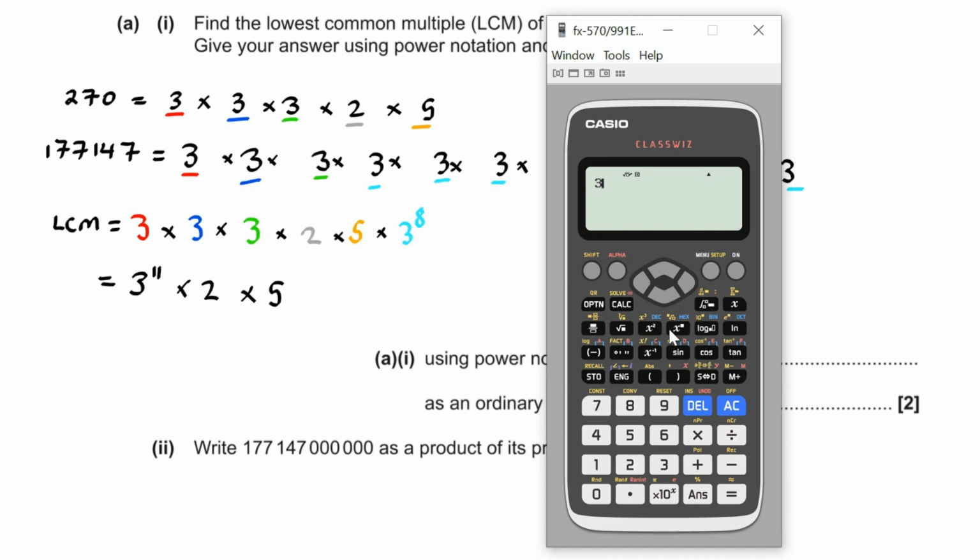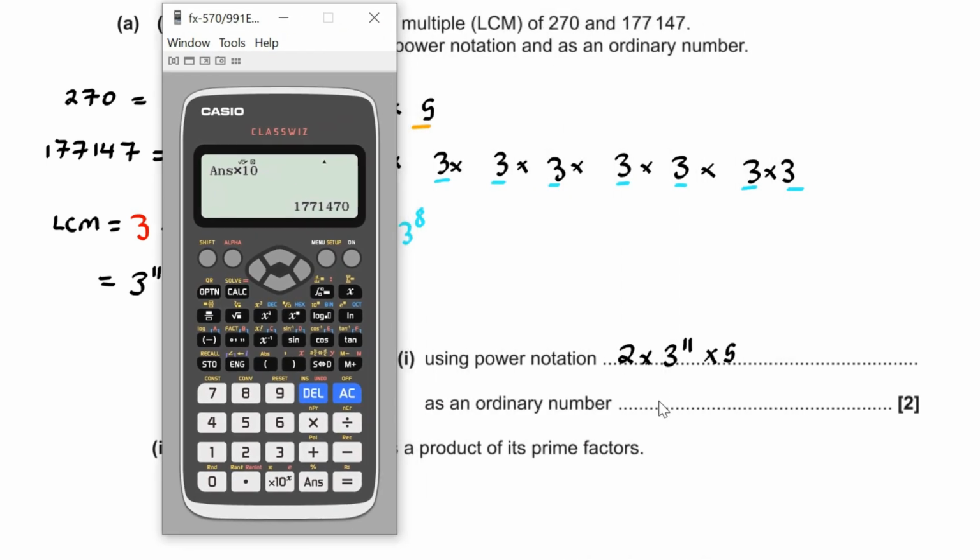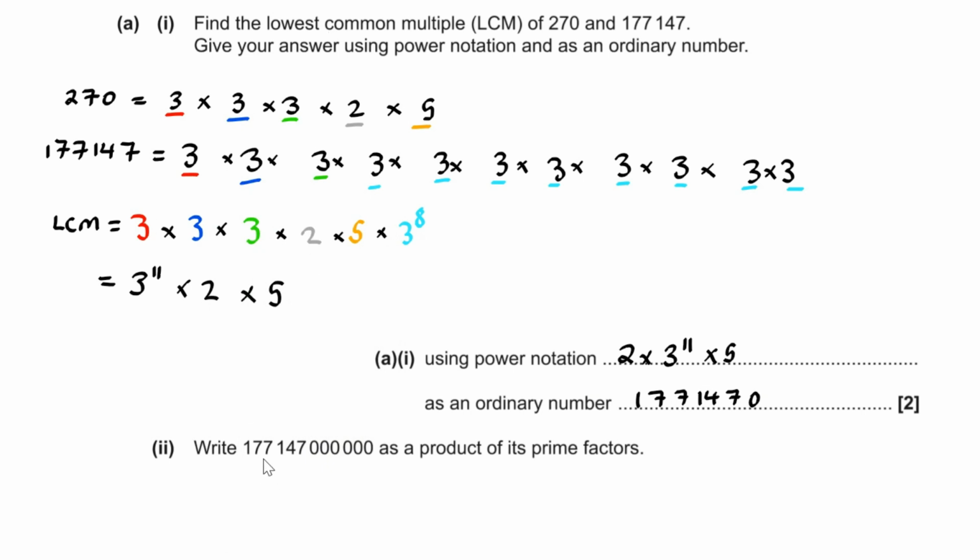And if we work out the value of this, we've got 3 to the 11 times 10, which is 1,771,470 as an ordinary number. And now we have to write 177,147, and then we've got here 6 zeros as a product of its prime factors.